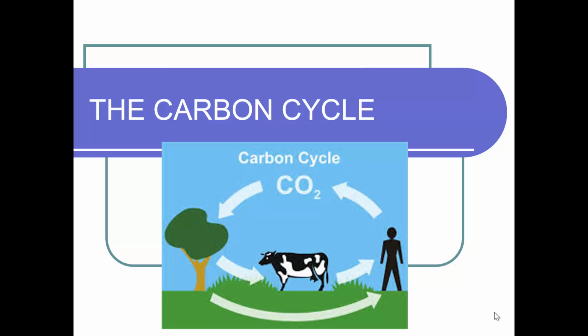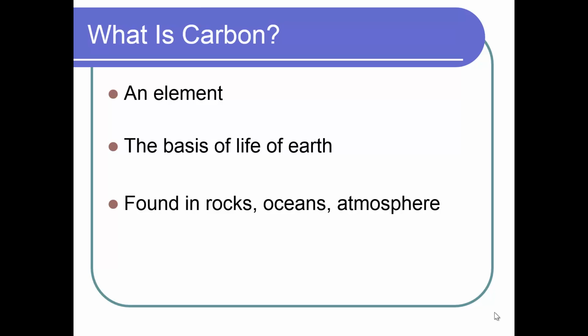The carbon cycle is one of the many cycles on Earth. Very similar to the nitrogen cycle, carbon cycles around the Earth, in the atmosphere, back into the soil, and back into the atmosphere again. Let's take a look.